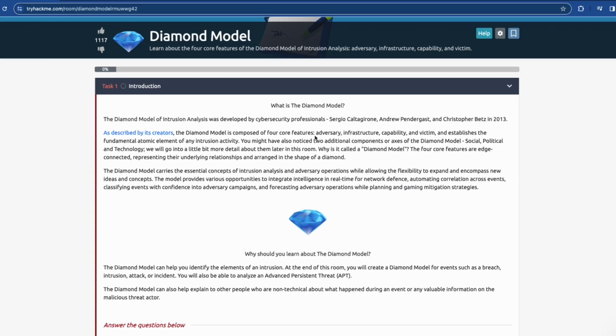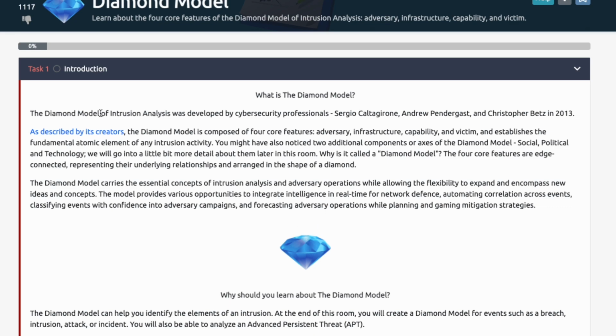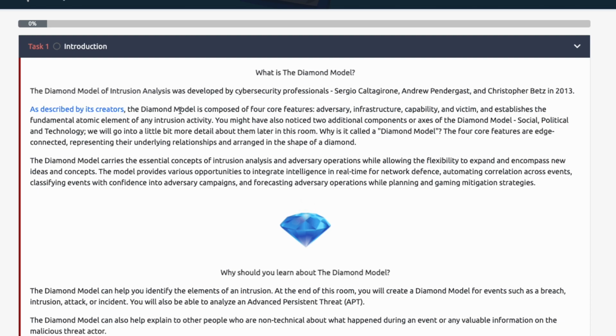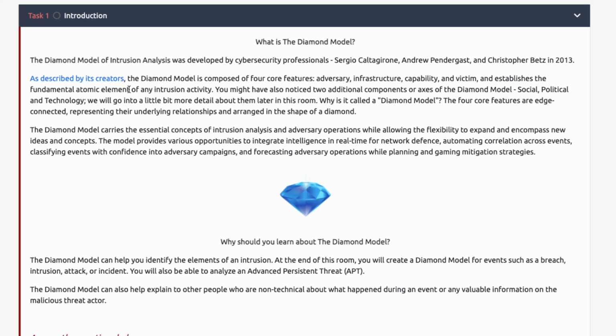The introduction of the Diamond model. The Diamond model of intrusion analysis was developed by cybersecurity professionals Sergio Caltagirone, Andrew Pendergast, and Christopher Betts in 2013. As described by the creators, the Diamond model is composed of 4 core features: the adversary, the infrastructure, capability, and the victim, and establishes the fundamental atomic element of any intrusion activity. So atomic element, I'm guessing we're going to be going into a lot of specifics from what it sounds like.